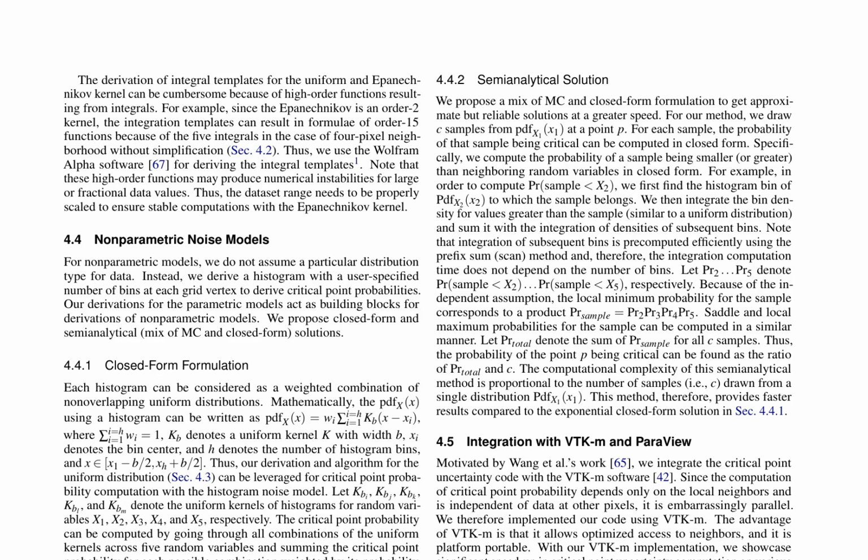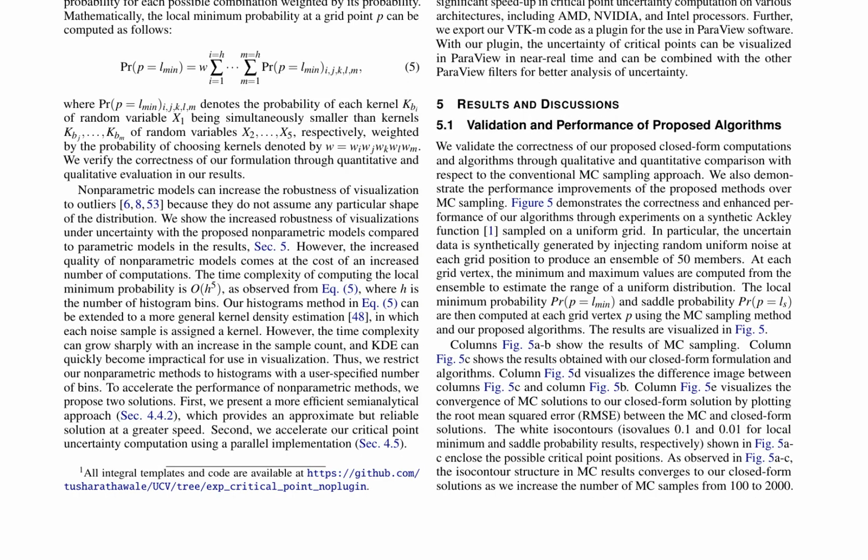The semianalytical solution combines Monte Carlo, MC, sampling and closed-form computation to provide approximate but reliable solutions at a faster speed. This method involves drawing samples from the data distribution, computing the probability of each sample being critical in closed form, and summing these probabilities to find the overall local minimum probability.